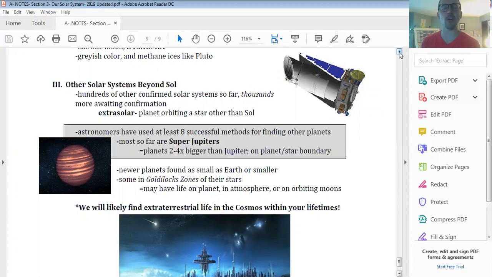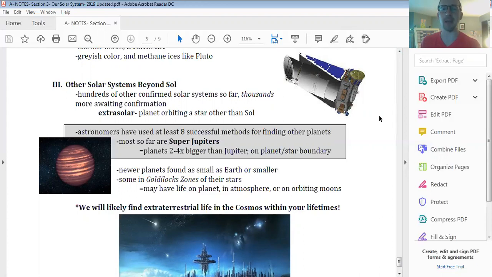Most of them so far have been found indirectly. For example, measuring the slight change of light output as a planet passes in front of it. Or secondly, measuring the wobble of a star as a planet slightly tugs on it. Here I have pictured not the Hubble, but the Kepler Space Telescope. And sadly, it went offline a couple years ago.